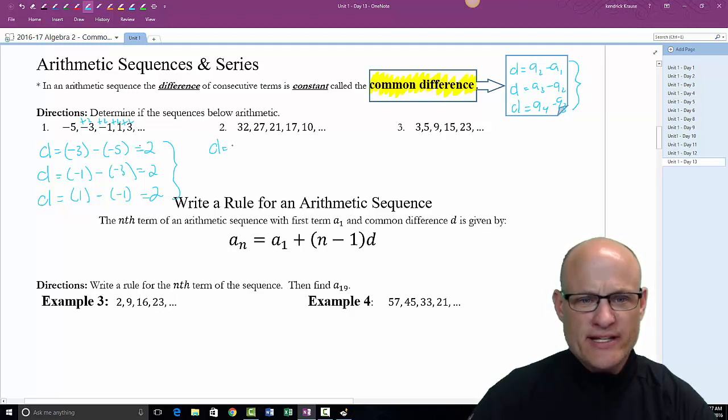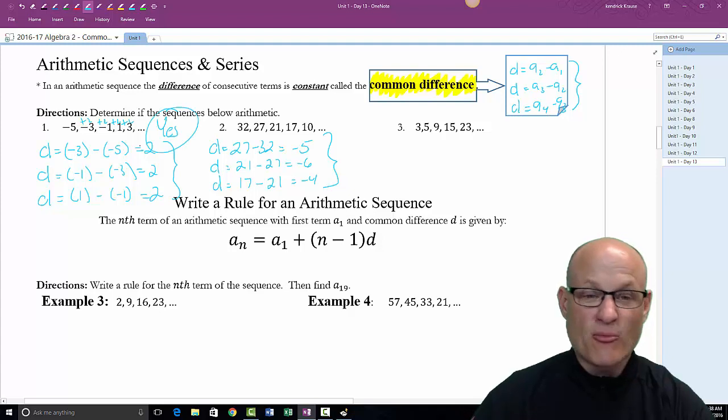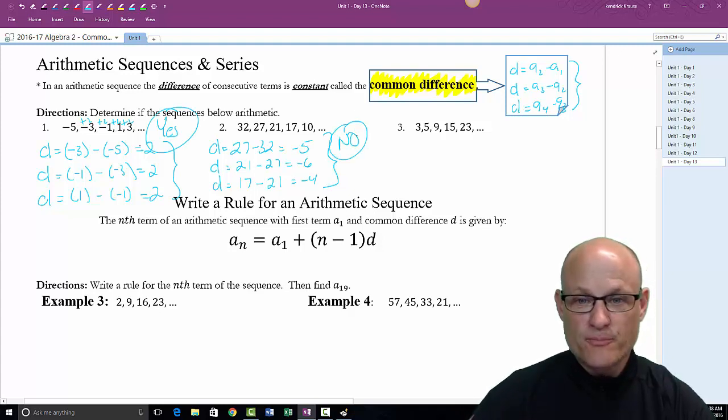Common difference. Let's see what's going on here. The common difference would be, you could have negative 27 minus 32. That's negative 5. And then we do it again. D equals 21 minus 27. That's negative 6. And then the next one would be D equals 17 minus 21. And that's negative. Nope. See how these aren't the same? So the answer here, by the way, was yes. It's an arithmetic sequence. Here is no.